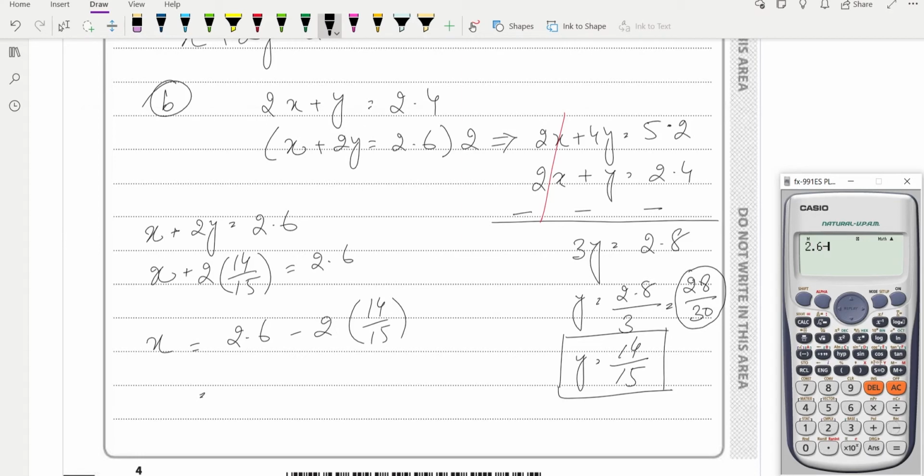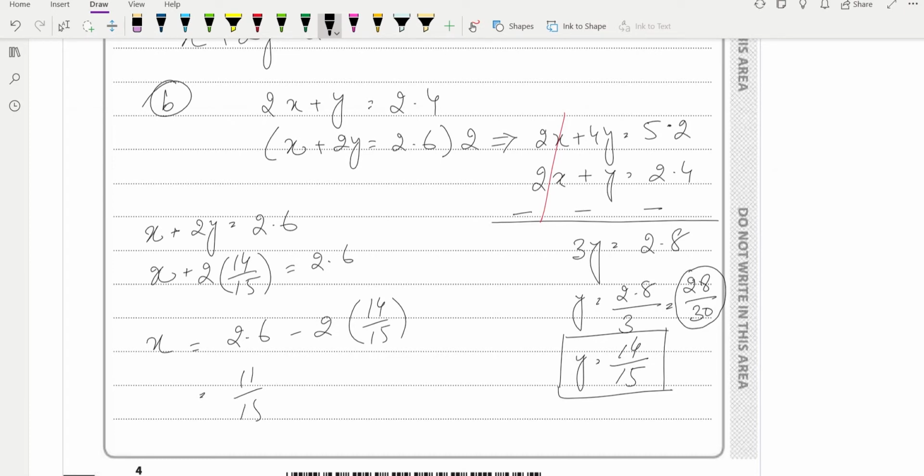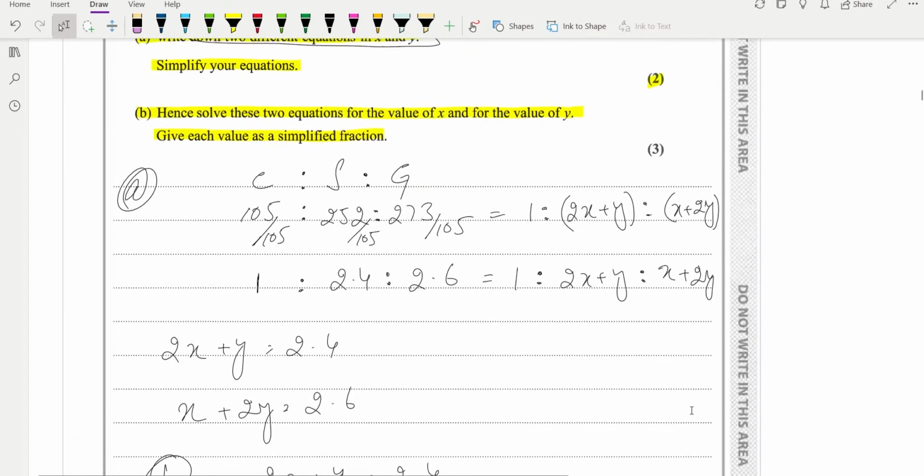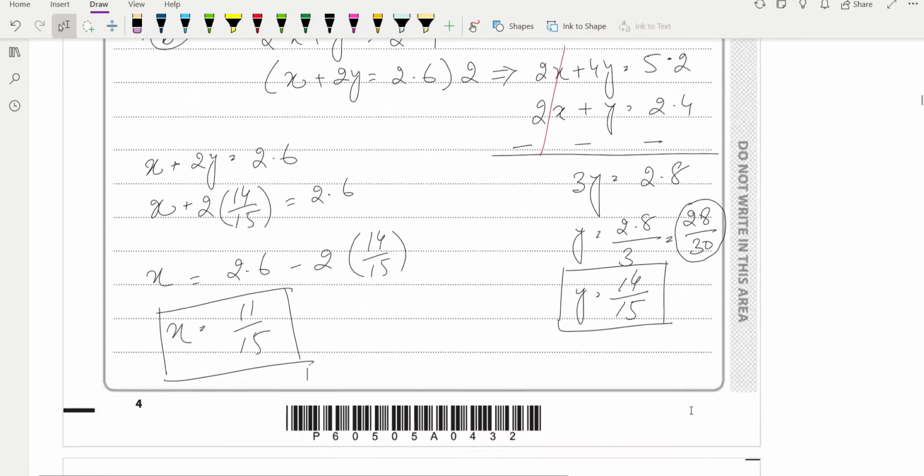So 2.6 minus 2 into the fraction 14 over 15, and this will be equal to 11 over 15. So 11 over 15 will be the x value which we were supposed to find. This is also done. Now this was a 3-mark question.